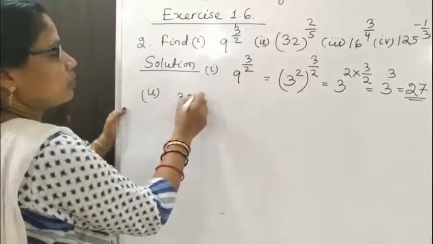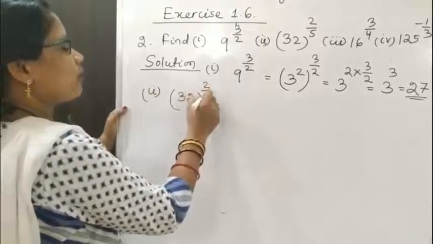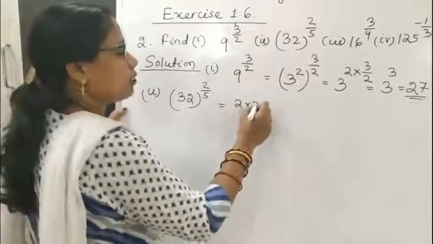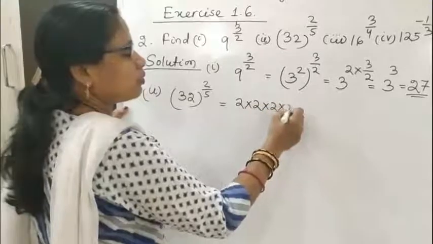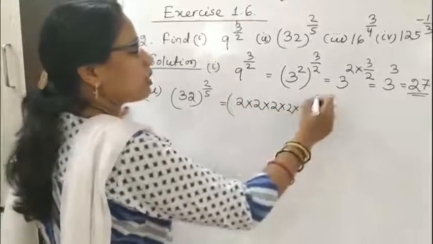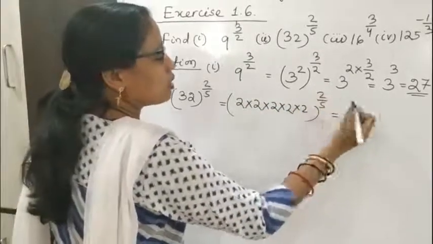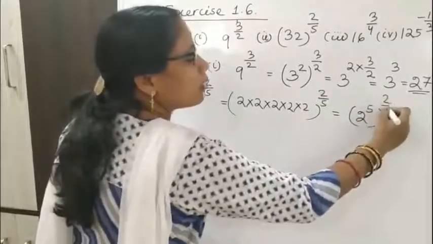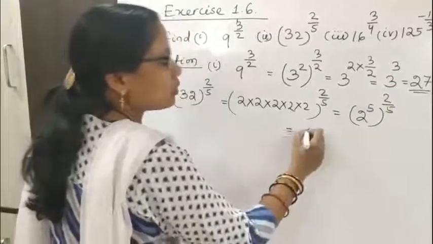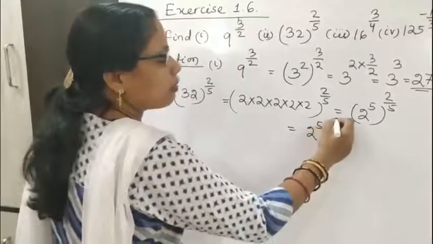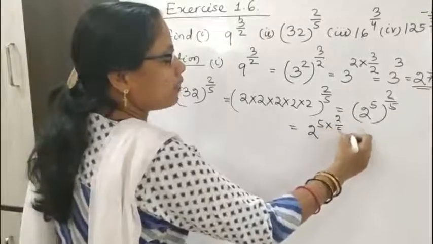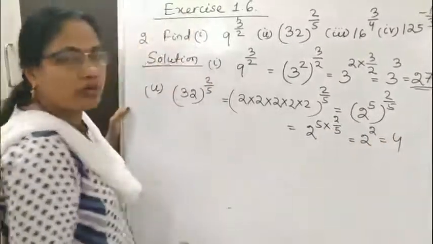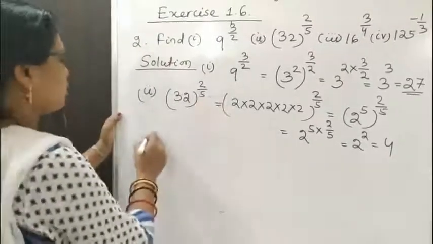Then second one, 32 to the power 2 by 5. So if we factorize 32, that will be 2 into 2 into 2, 5 2s are there, to the power 2 by 5. So this can be written as 2 to the power 5, whole to the power 2 by 5. So this is equal to 2 to the power 5 multiplied with 2 by 5. So this is equal to 2 to the power 2, that is equal to 4.